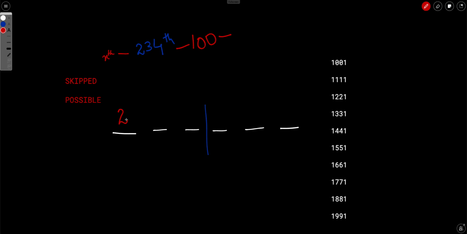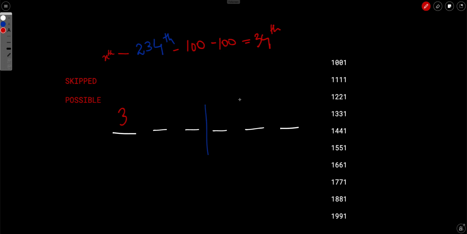So we have to put higher digits. If we put 3 here, it means we previously skipped 100 by not putting 1. Now we have again skipped 100 by not putting 2. So now we have to find the 34th palindrome, right?